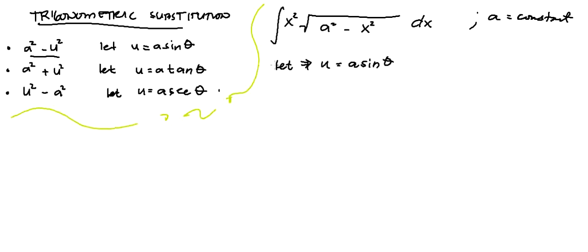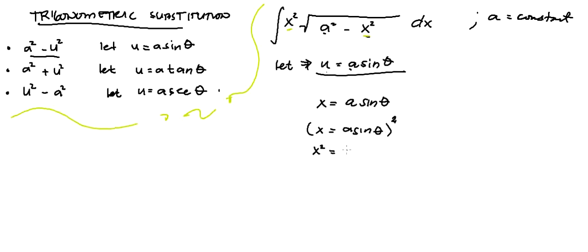Based on our given integrand and using our trigonometric substitution, we will let our variable x be equal to our constant a times sine theta. Based on our equation, we need the x squared, so we square both sides to get x squared. So we have x squared is equal to a squared sine squared theta.